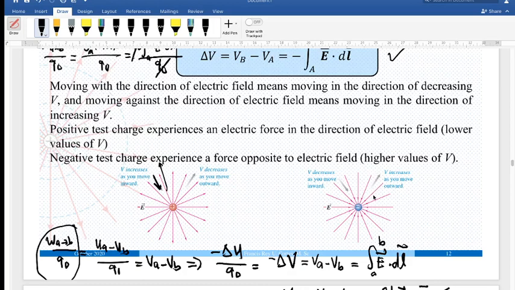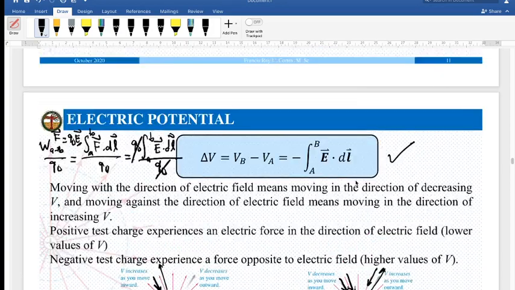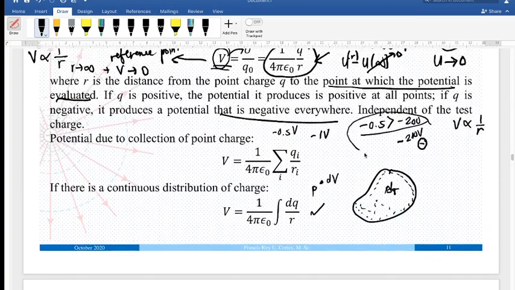So if you move outward, meaning you are moving against the electric field, because the electric field points away from the charge, you are moving away from your negative charge, then your potential increases. But if you move together with the electric field produced by a negative charge, then this will decrease your potential.